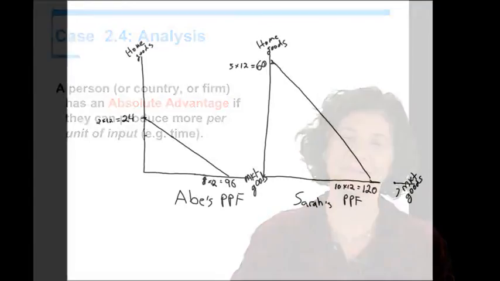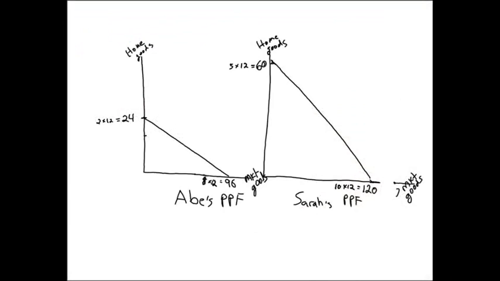So hopefully when you drew Abe and Sarah's production possibility frontier, you got a picture that looks like this. It's easy to find the intersections, right? This is the point where Abe spends all his time at home. So we have 12 times 2, or 24 units of home goods. This is the point where he spends all his time in the marketplace, and we have 8 times 12, or 96 units of market goods.